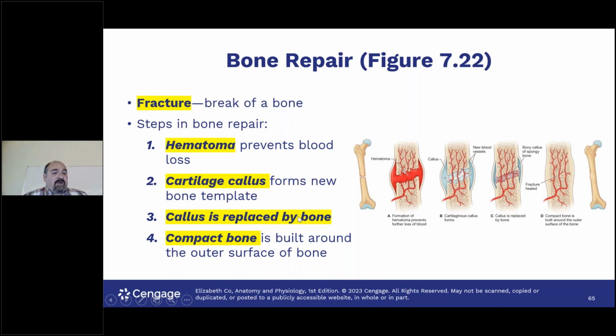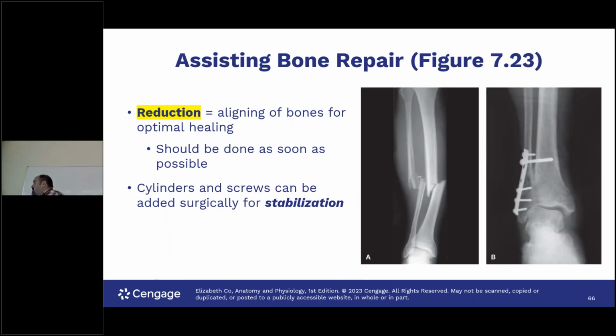The callus is replaced by what? By bone. So cartilage ossifies to become bone. And then compact bone is built around the outer surface of the bone. Honestly, the area where there was the fracture will become stronger than the surrounding areas, because of that whole process of bone repair. Now, a reduction and stabilization can occur to help with the healing process of fractures. For stabilizing, it says there, cylinders and screws can be added surgically. A reduction means a realignment that's going to take place.